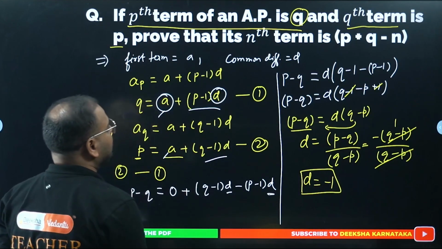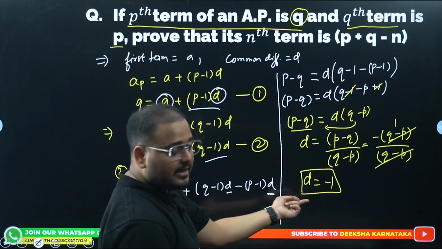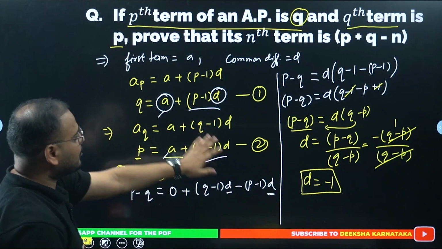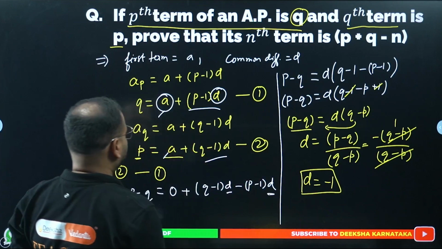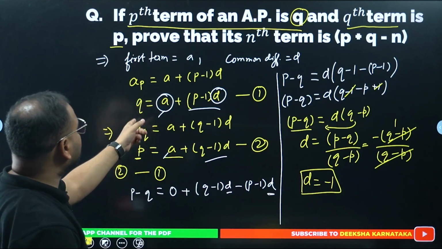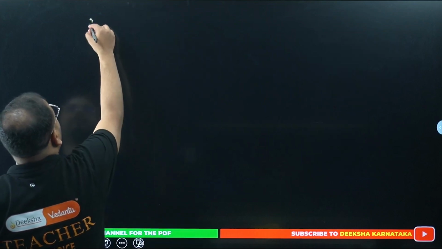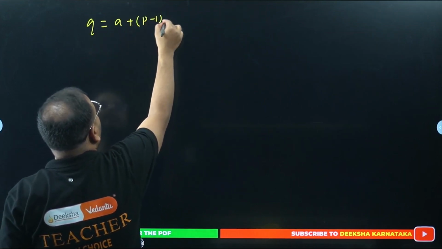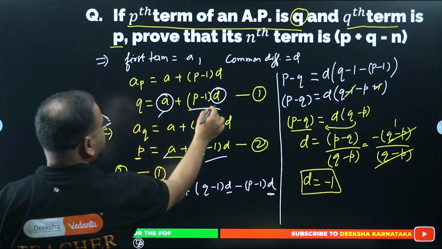Now so far I have found D. Now use this D in any of these equations to find P. So I'm going to use this D value, which is minus 1, in equation 1. So let's write equation 1 first. Q equals A plus P minus 1 times D.